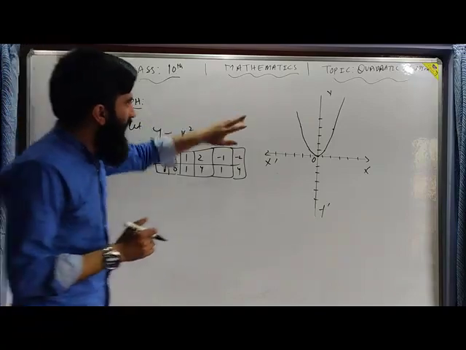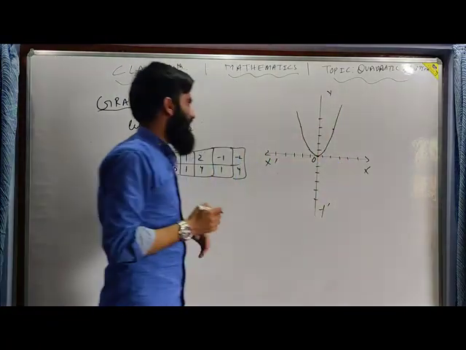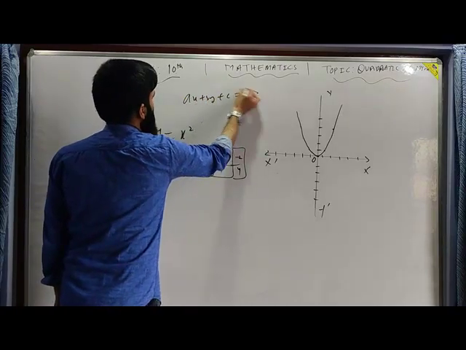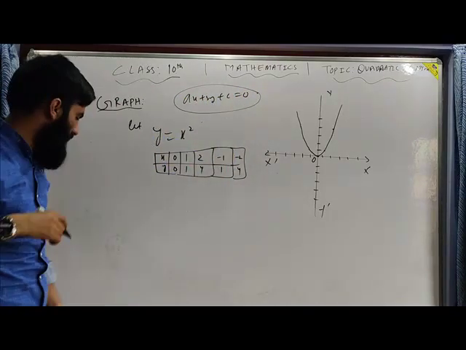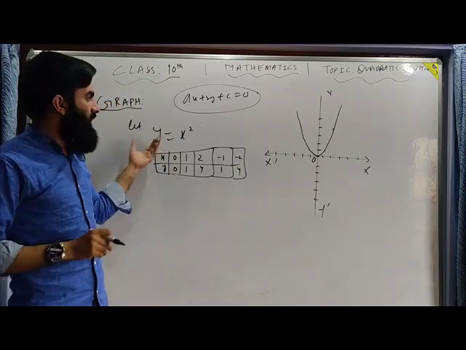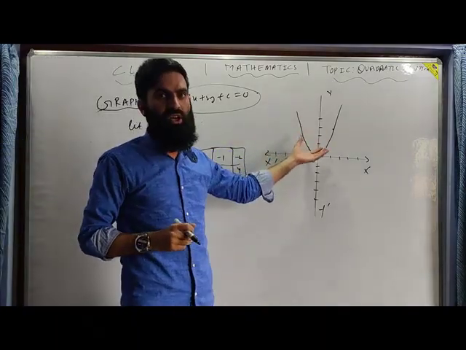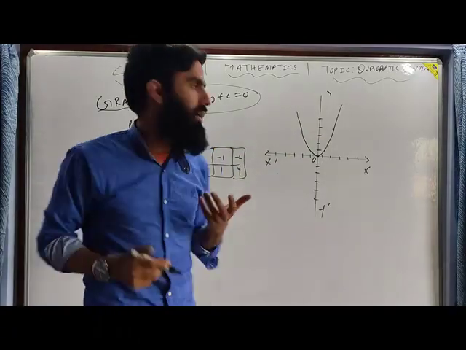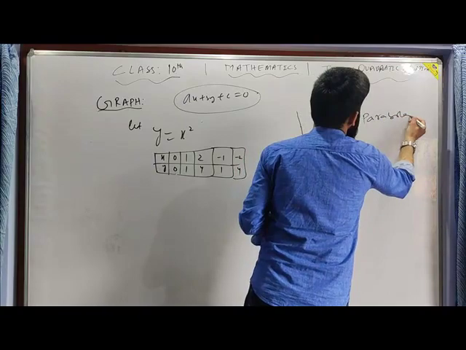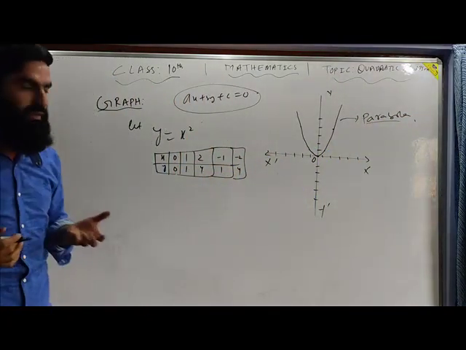Now, for a linear equation, ax plus by plus c is equal to 0, we always get a straight line. But for a quadratic equation, what do we get? We get a curve. This is a special curve, and this special curve is called a parabola. This is the graph of a quadratic equation.